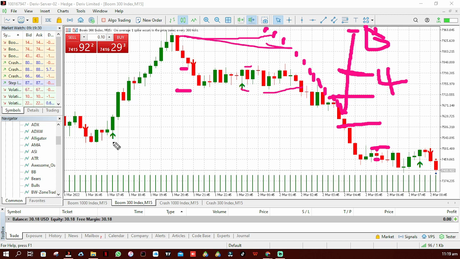But let us say, for example, on this signal over here, you entered at this position, you set your stop loss here, then you set a target profit probably here. That would have worked out for you. So yes, this indicator does work.